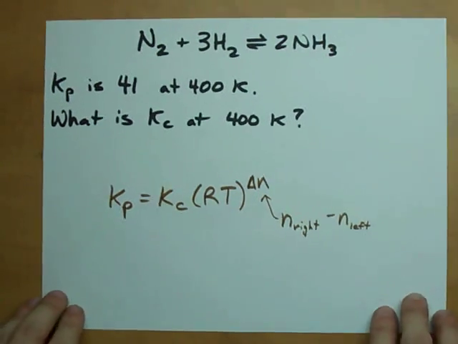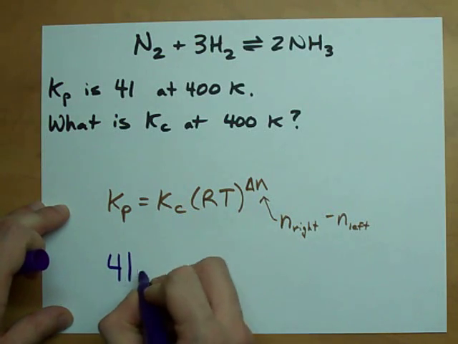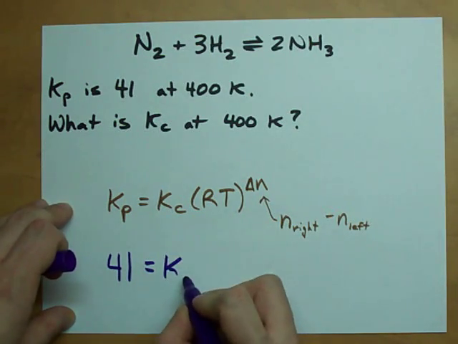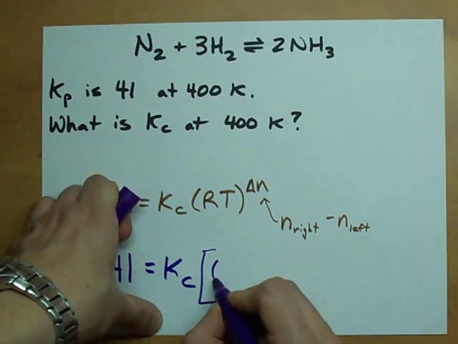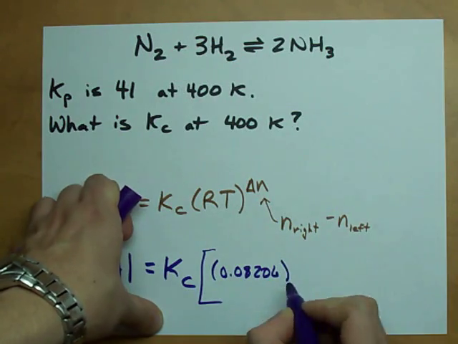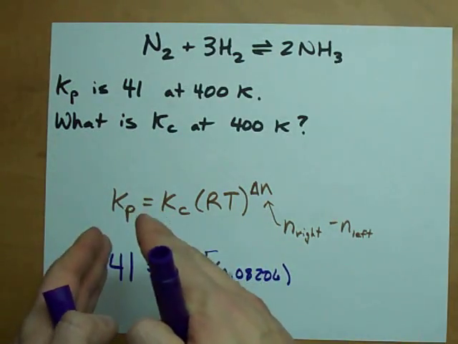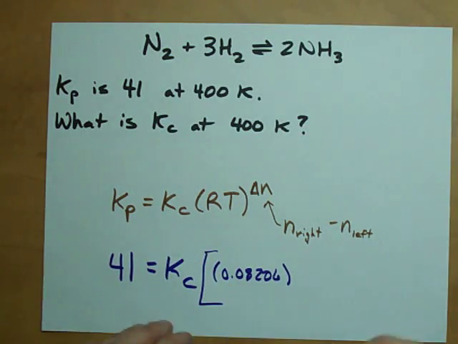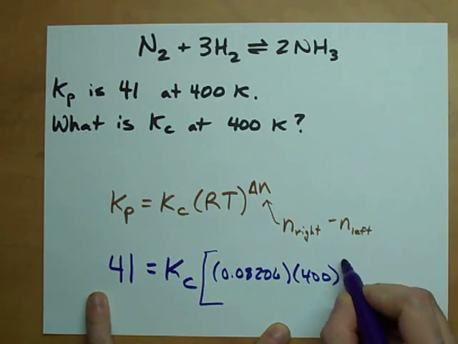Let's check this out. In this case, they told us Kp was 41. They asked us to find the new Kc. Here's my RT. Now you're always going to use 0.08206 because it's in atm, and for Kp, you need atm for it to be a legit Kp. Your temperature, they gave it to us as 400 K.